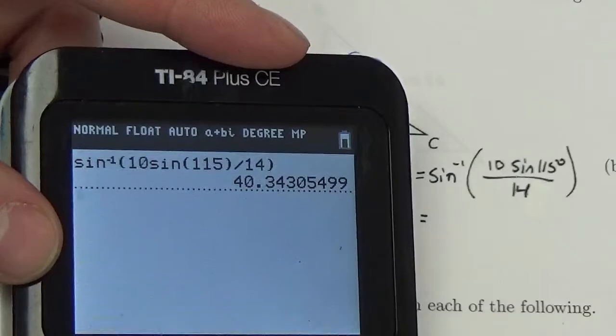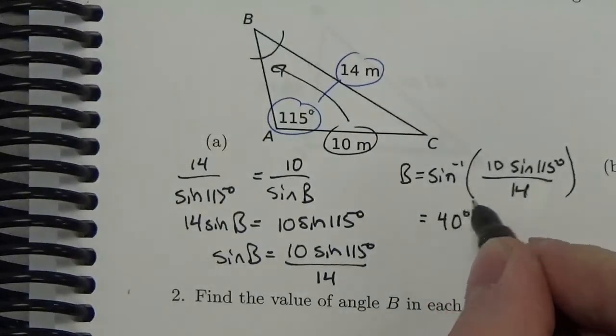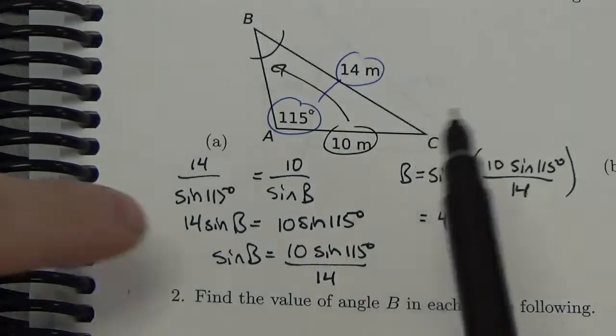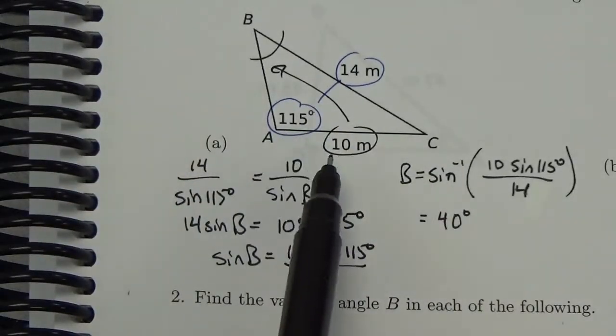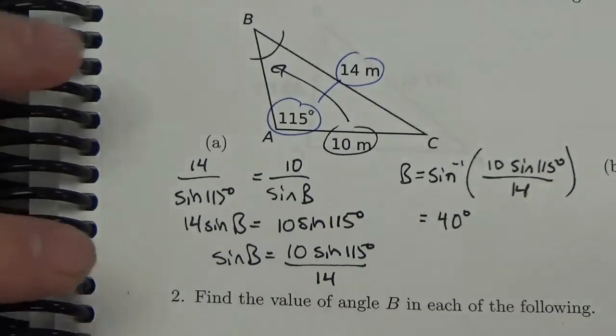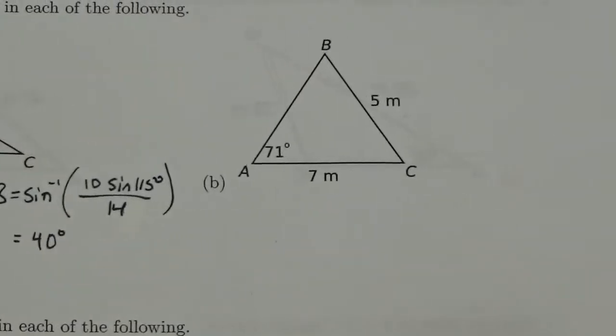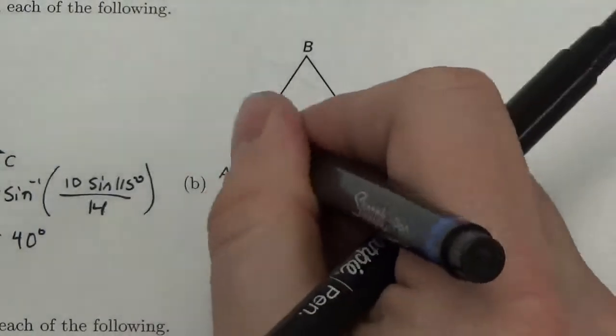I'm going to round that to the nearest degree. Usually we take angles to the nearest degree. And there we go. And actually, that makes sense here. I knew that my angle had to be less than that 115. Okay, so let's take a quick look over here. Once again, the pair that I've got is this pair right here.